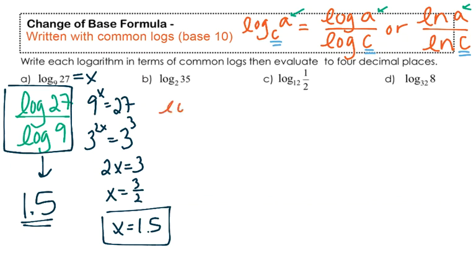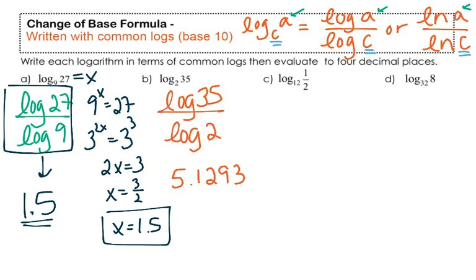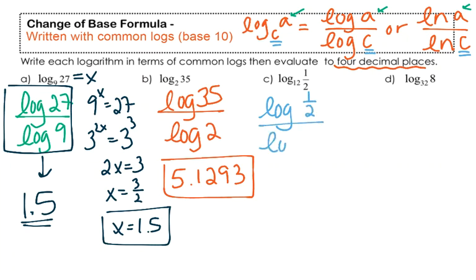But if you rewrite it as the log base 10 of 35 over log base 10 of 2, type that into your calculator, you should get 5.1293. And it says to round to 4 decimal places. So please try that. Maybe try the next two. Example C, I'm going to do log base 10 of 1/2 divided by log base 10 of 12. Type that in the calculator and you get negative 0.2789.